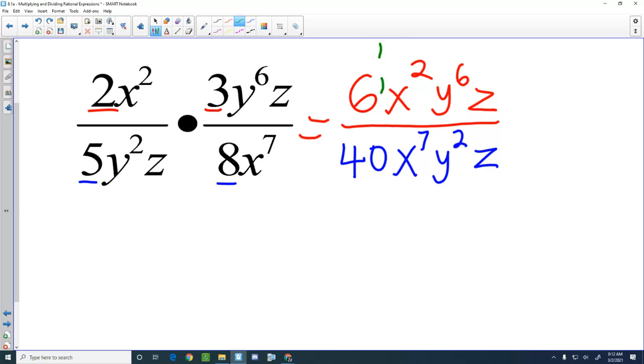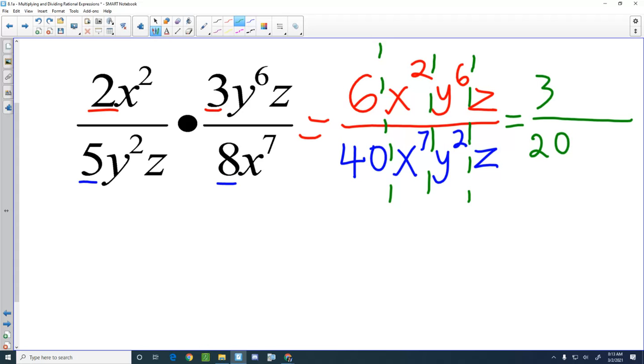So you want to look at each grouping of bases and simplify each one of those. So start with the coefficients. 6 over 40. What can I divide 6 and 40 by? They're both divisible by 2. 6 divided by 2 is 3. 40 divided by 2 is 20. 3 over 20 does not simplify any further. It's as small as it goes.